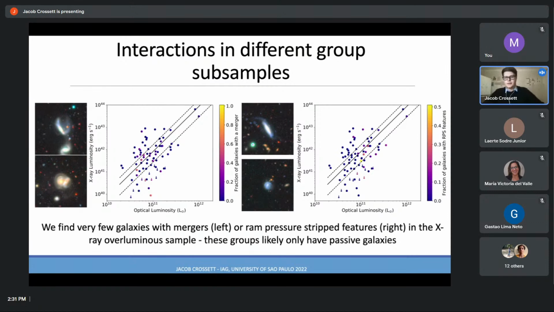Now, this is still a bit of a tentative result, and this result itself is not published in the paper that has already been published. So these are still a little bit tentative, but we are working on them in the future.